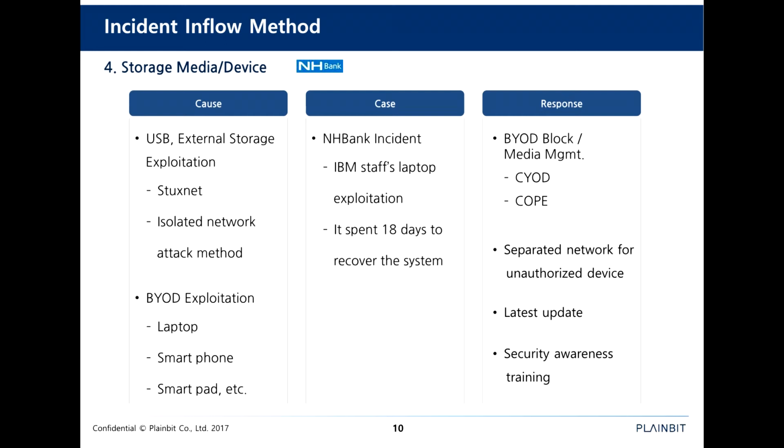The most basic method for responding to the inflow of malicious code through the storage medium is to prohibit the use of the storage medium. If prohibition is difficult, it is necessary to carry out inspection when moving the internal network and the external network. In this regard, it is essential to educate employees about security awareness.